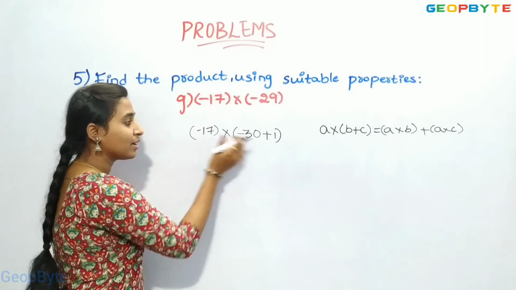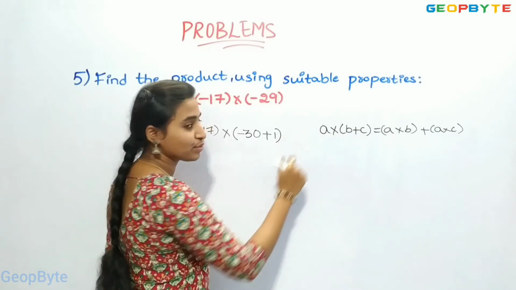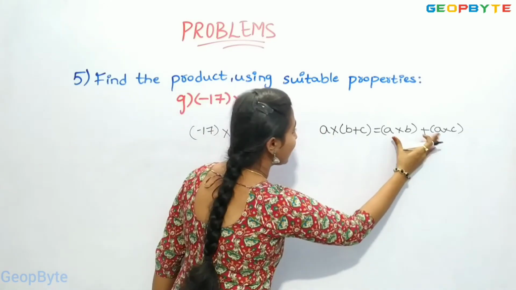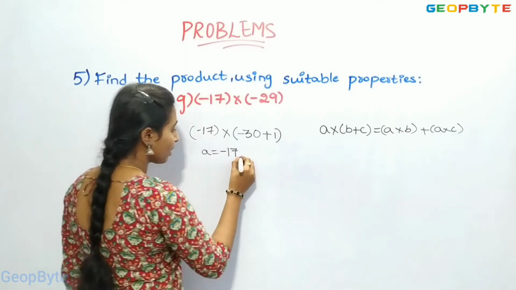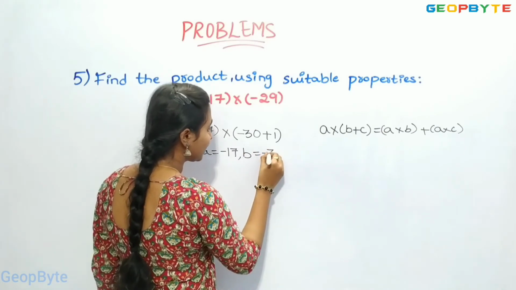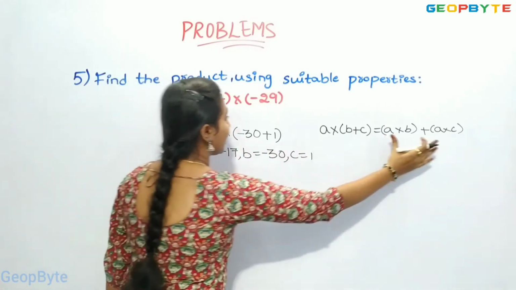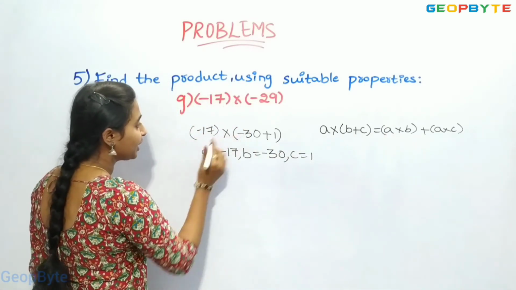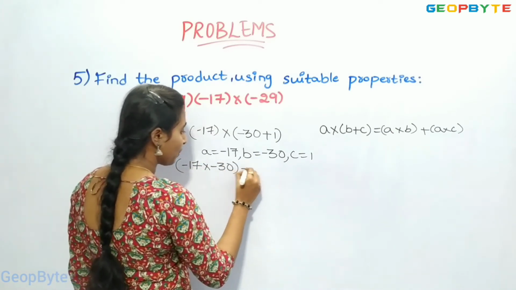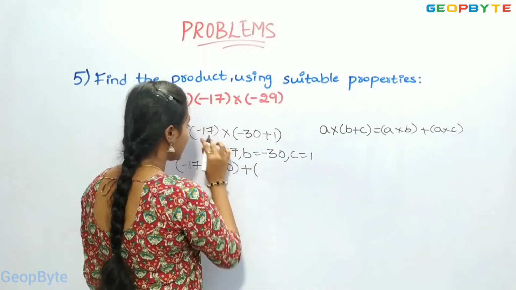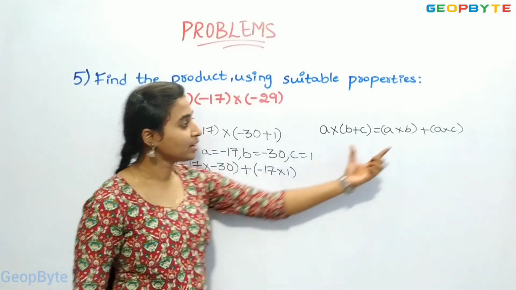So, we can write in this form, it becomes A into B plus C. Now, we will represent in this form. A is equal to minus 17, B is equal to minus 30, C is equal to 1. Now, let us represent it in this form. See, A into B, that is minus 17 into minus 30, plus A into C, that is minus 17 into 1. Right, we have represented in this form.